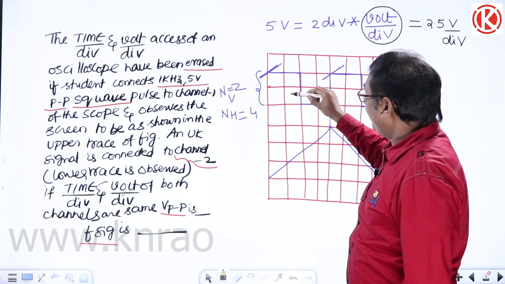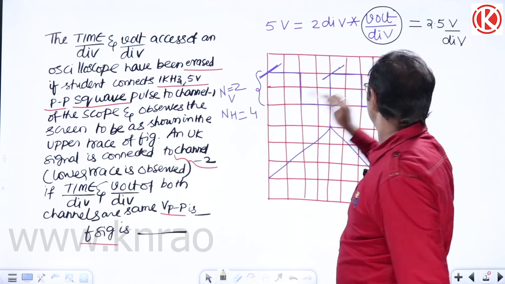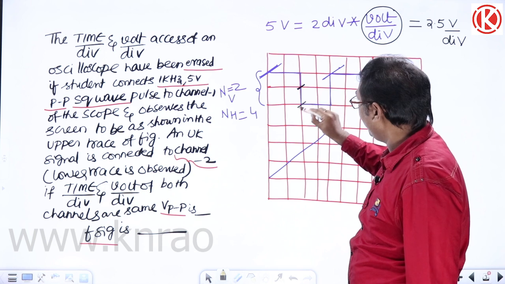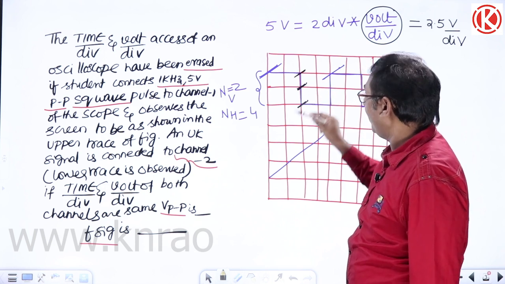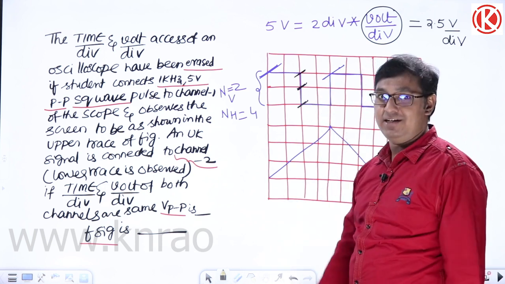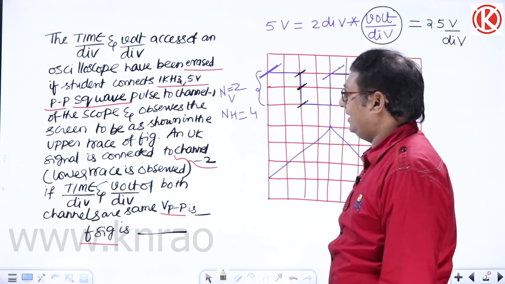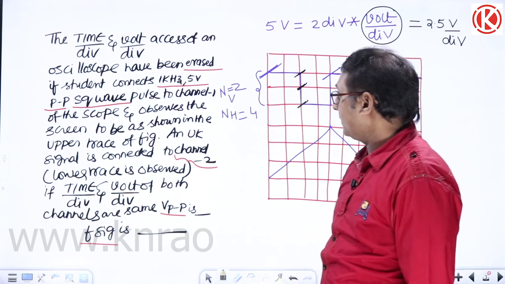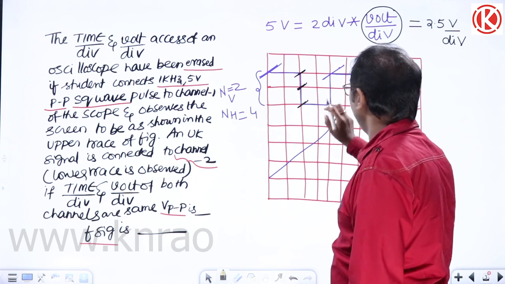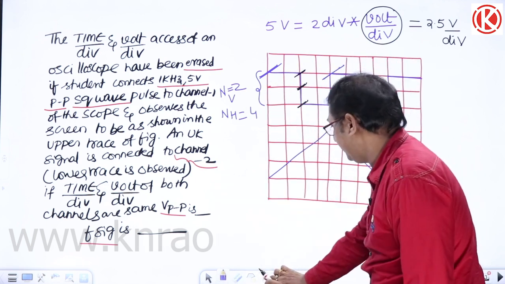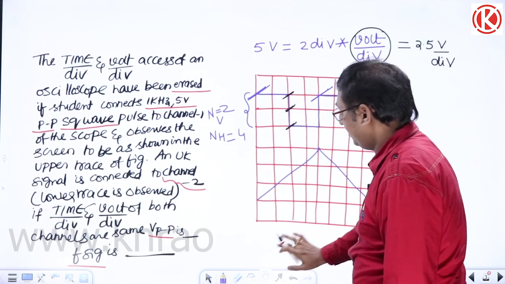Even you can cross check, sir. See, total peak to peak voltage is 5 volts. For one division, from here to here is 2.5, and here to here is 2.5. 2.5 plus 2.5 is 5 volts. Matching, na? Right. Next, let us calculate the time per div setting. What is the frequency given? 1 kilohertz.